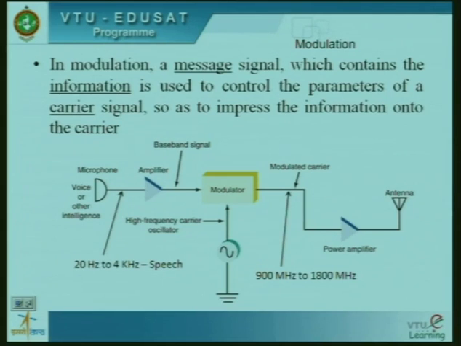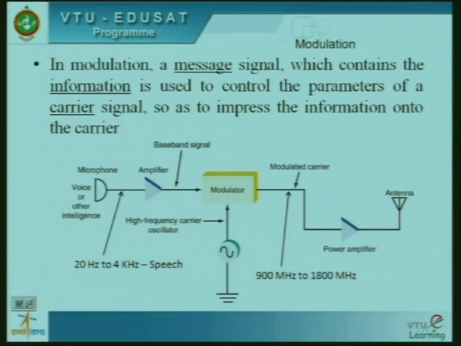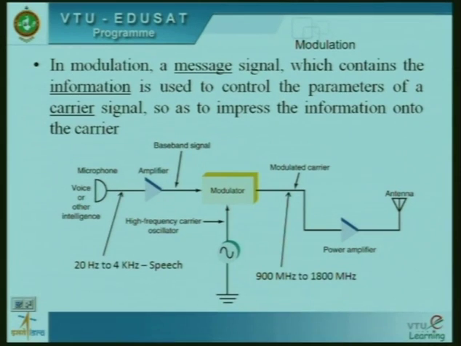As I mentioned in my previous class, a microphone captures an incoming signal which is a physical quantity, in a frequency range of 20 Hz to 4 kHz. The microphone converts this signal into electrical data, and then it is given to an amplifier so that the signal strength is improved. The output of the amplifier is again in the same frequency range of 20 Hz to 4 kHz, and we call this the baseband signal.